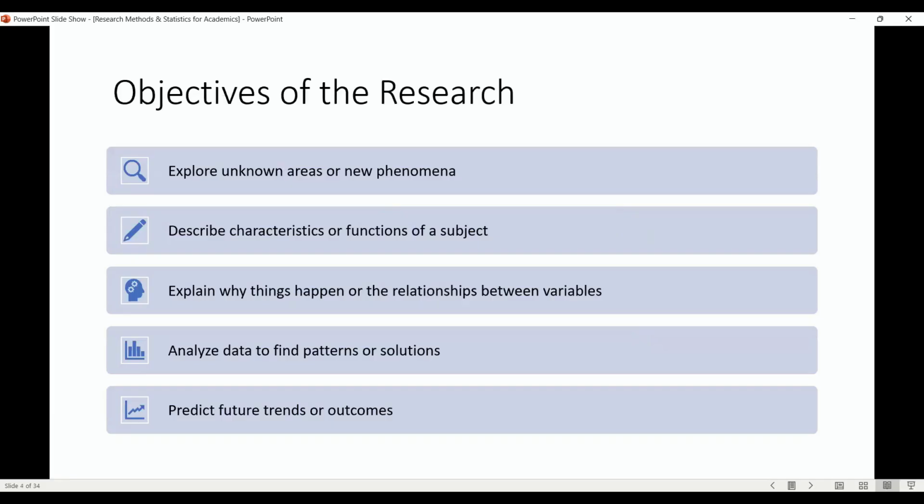So fundamentally, these are the illustrative things about the objectives of the research, but I will tell you how you have to frame objectives. So let me talk about the objectives of the research first. These are from the theoretical point of view. These are completely in a theoretical background. So when we talk about the objectives of research, obviously they are to explore new unknown areas or new phenomena, to describe the characteristics and explain what is happening and what has happened, to analyze and find the patterns and solutions, and to predict future trends. So these are all the objectives of the research.